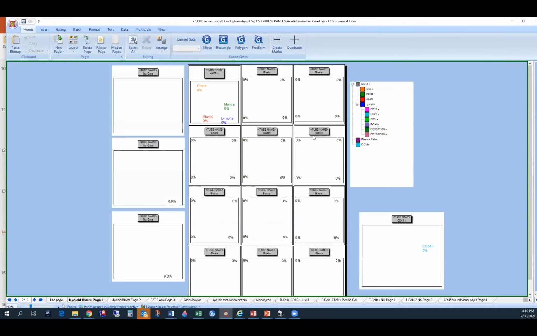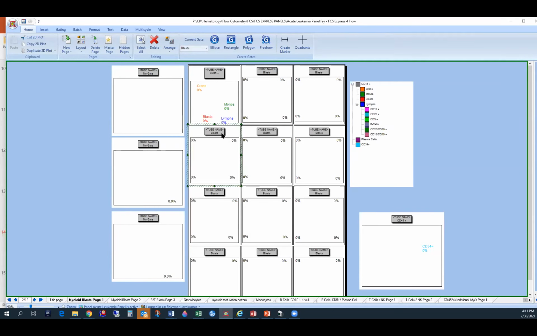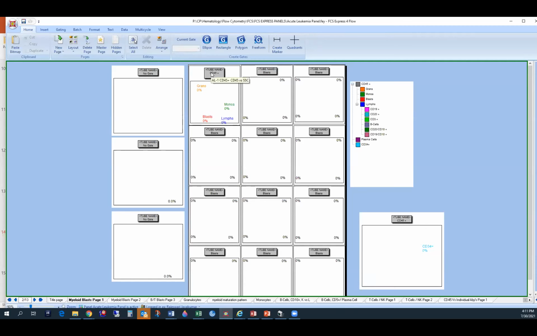Yeah. Okay, so this is a template, like they will have a fixed one, for example, this is a myeloid blast page 1. Do you see that yellow box that is popping up below my cursor? No. Okay, hold on. Okay, it just comes for a second and disappears. Now? Yeah, so that shows CD45 versus side scatter.